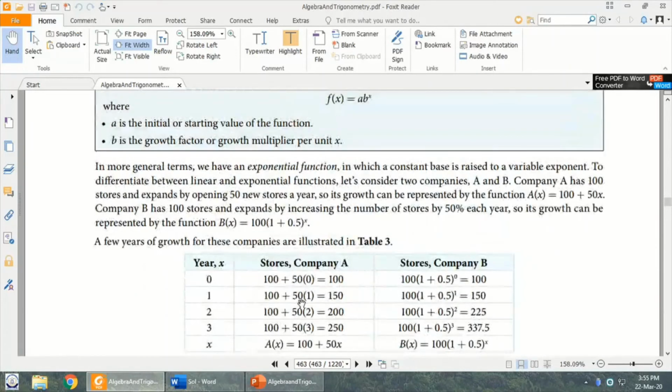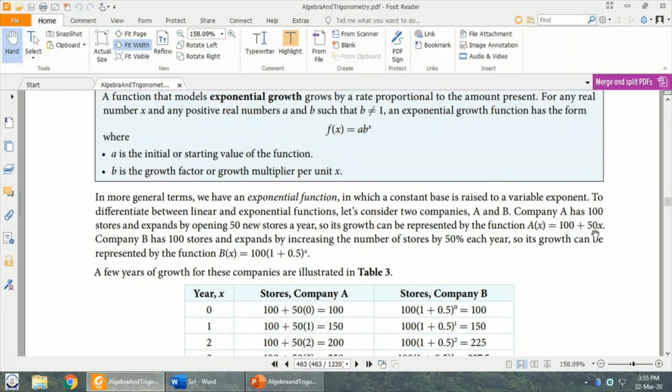Now we are doing some sort of comparison between the linear function and the exponential function, especially for the interest rate, basically for initial investment. We have company A, which has 100 stores and expands by 50 new stores a year. So its growth can be represented by this linear function, because it is expanding by 50 new stores. So there are 2 stores, again 100 total. That means 50 and 50.